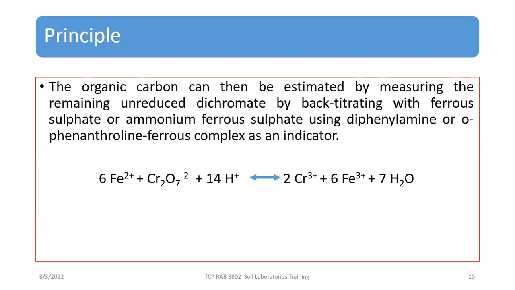Then, by the process of back titration, you can measure the organic carbon by measuring the remaining unreduced dichromate by titration with ferrous sulfate or ammonium ferrous sulfate, using diphenylamine or phenanthroline ferrous complex as indicator.